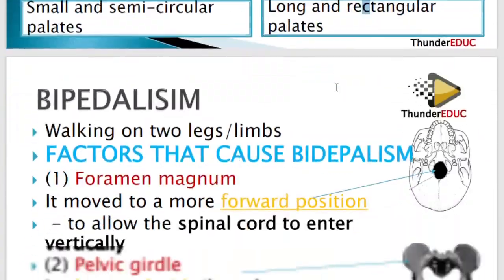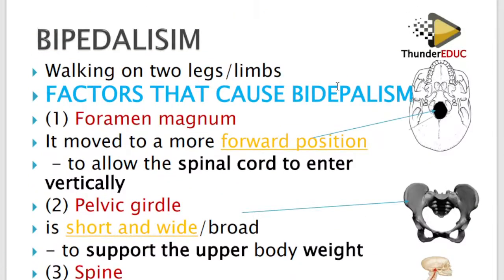So that's how it is supposed to be. And now I'll also show you how this factor of bipedalism is brought about. Which features do we look at to say that this organism is bipedal?